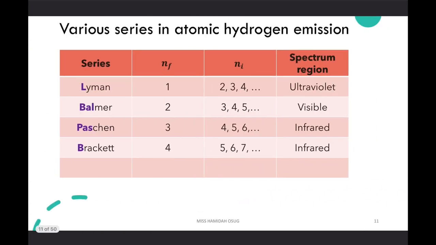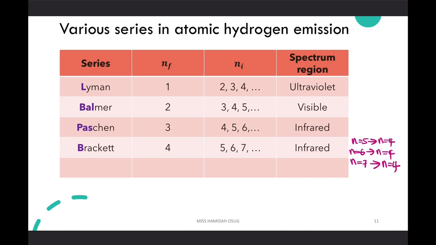Next, we take a look at bracket series. Okay, so N final dia adalah 4, meaning to say electron dropping will be in energy level 4. Jadi, mungkin energy elektron drop dari 5 pergi 4, 6 pergi 4 ataupun 7 pergi 4. So, bracket series is also located in the infrared region.